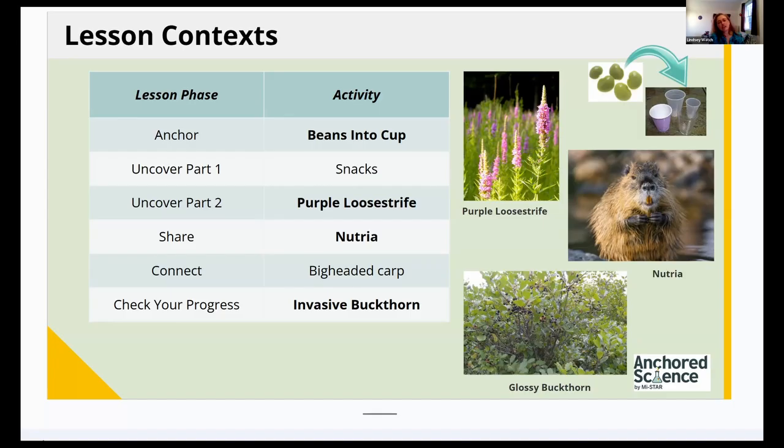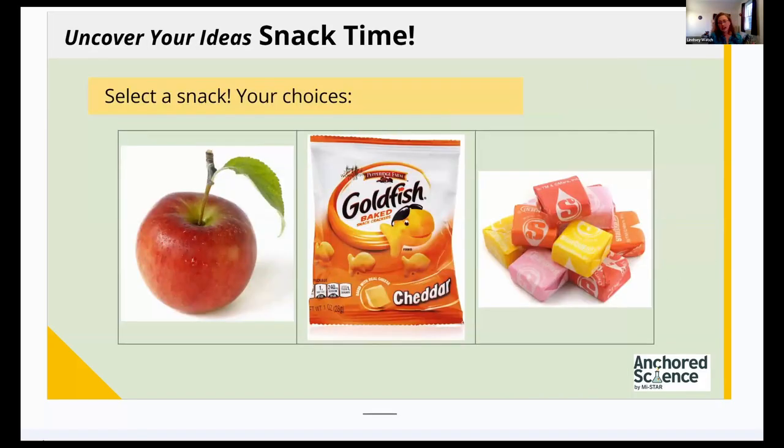And then they've got a couple other contexts like purple loosestrife, an invasive buckthorn, and I'll talk a little bit about the connect in our context. It's offered as the big-headed carp context, but if you've got a different project that you're working on, that would be a great place to slip in your project or problem-based decision matrix as part of the scaffold for this lesson. And so the snacks, again, we're trying to make a non-threatening context to start off.